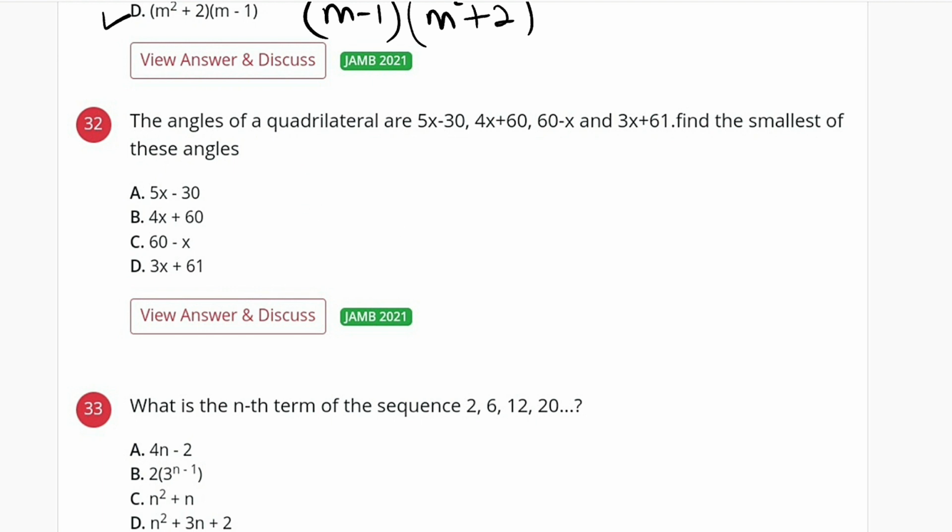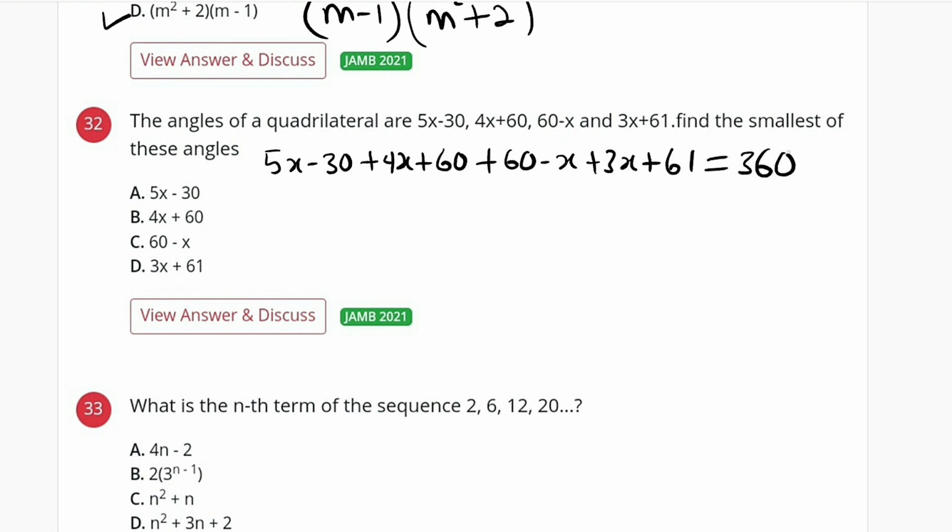So we know that for a quadrilateral, the sum of the interior angles is 360. So let us add all of them together and find the value of x. So we have 5x minus 30, then plus 4x plus 60, then plus 60 minus x, and lastly plus 3x plus 61. The whole of this must be 360 degrees. So let us collect the like terms.